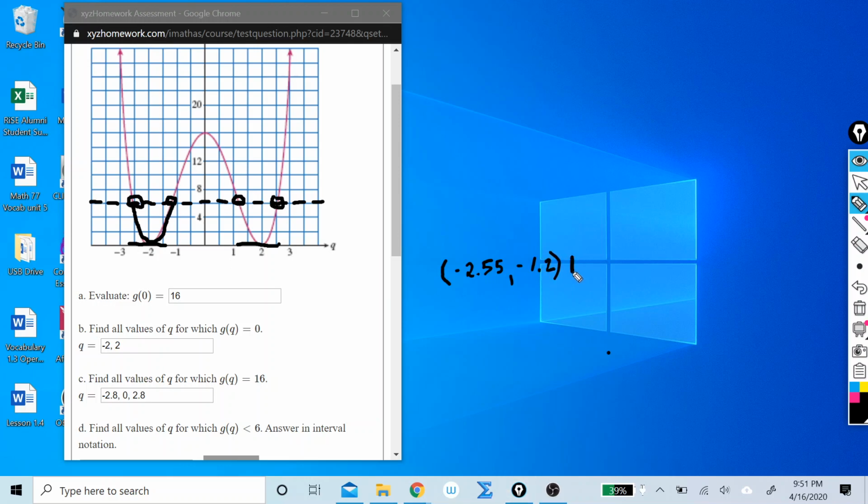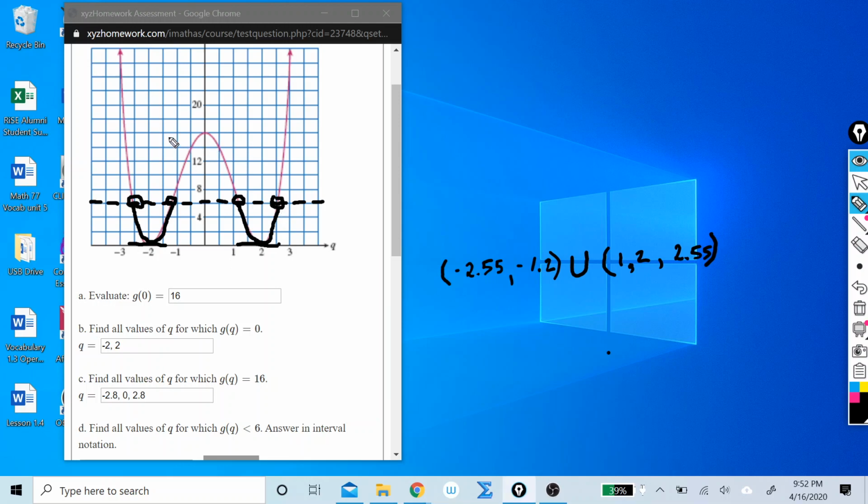And so it's either down here or up here between these points. Again, those points aren't included. It's everything between those: negative 1.2 and positive 2.55. It's a little hard to see on the black background, but that's what I would enter for the solution for D. All the values that make g of q less than 6. So on the curve below the 6, where 6 is.